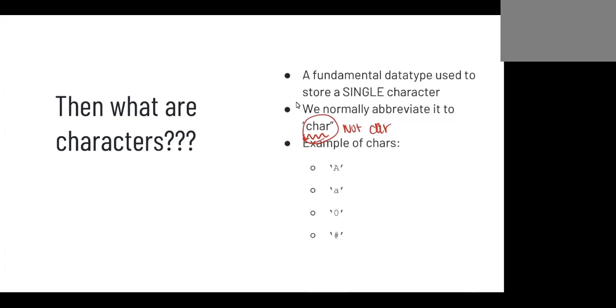So here are some examples of chars. So we have capital A. This is a single character. Note that this is one singular character. We have lowercase a. This is another different kind of character, a single char. And then we have the number 0. Once again, this is a single character.